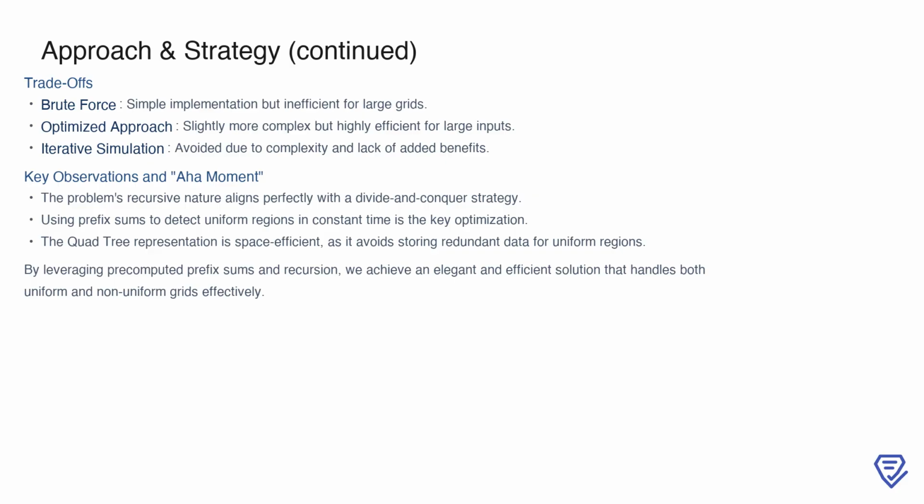Additionally, the quad tree representation itself is space-efficient, as it avoids storing redundant data for uniform regions. By leveraging these insights, we arrive at an elegant and efficient solution that performs well across a variety of scenarios.